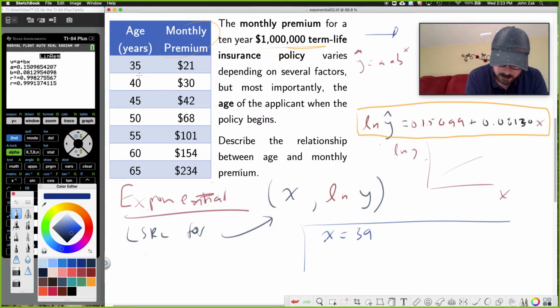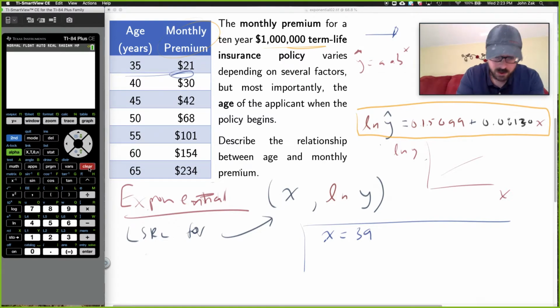Well, if you look in the table, 39 is a little bit less than 40, so it's probably something kind of like between 21 and 30, probably pretty close to 30. So if I wanted to know, I could just figure it out by plugging it in the equation. So how would I do that? Well, that's simple. I go to my calculator.